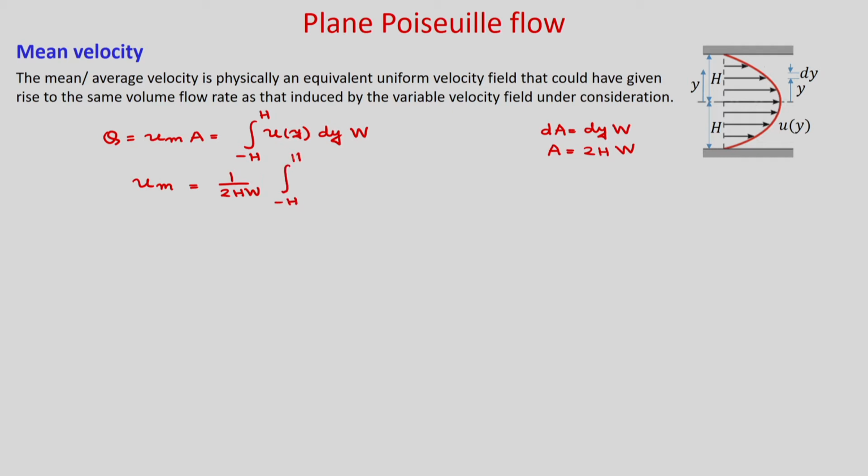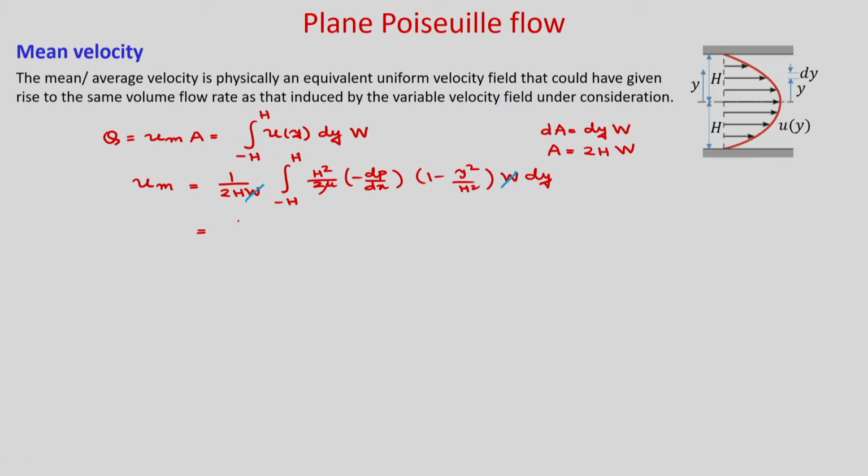and it will be integrated from minus h to h, and what is your velocity profile? Your velocity profile is h square by twice mu, minus dp by dx, into 1 minus y square by h square, into w into dy. Okay. So, this w and w you can cancel. So, now you will get, and this integration from minus h to h you can write as 0 to h.